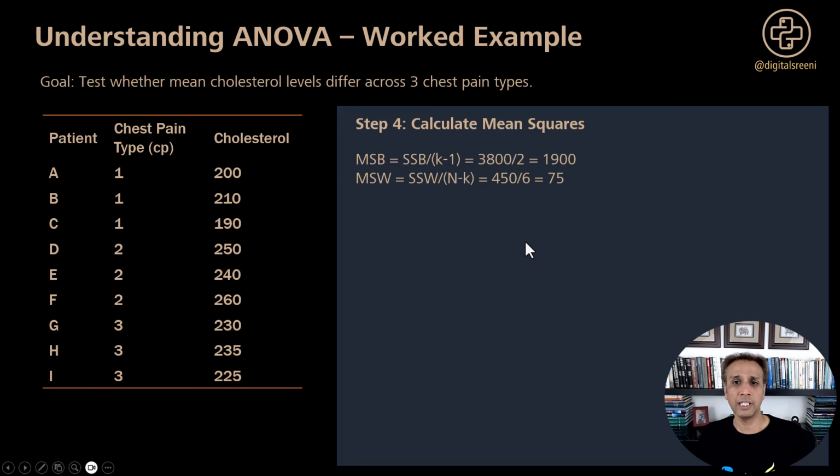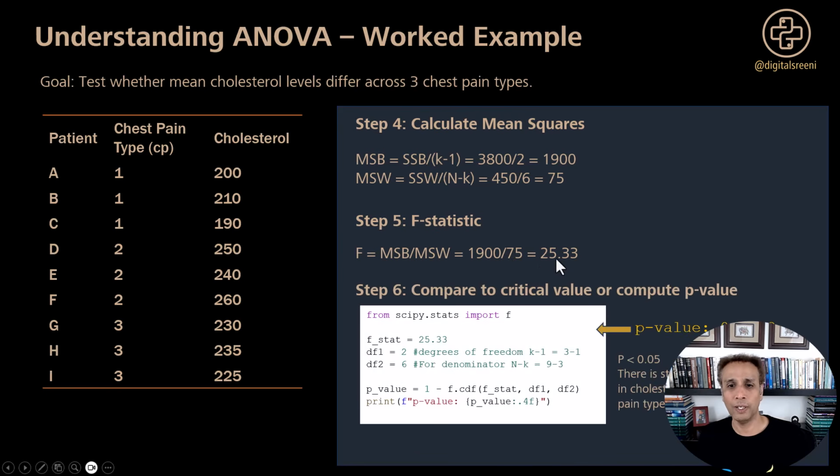Now, step 4 is calculating the mean squares. So SSB divided by k minus 1, SSW divided by n minus k, and you get these values right there. And F-statistic is basically this divided by that, 1900 divided by 75, which is 25.33. And you compare that to a critical value, or in this case, I am computing the p-value. I'm using just Python right there. And it's very easy, from scipy.stats import f, which gives you the p-value right there.